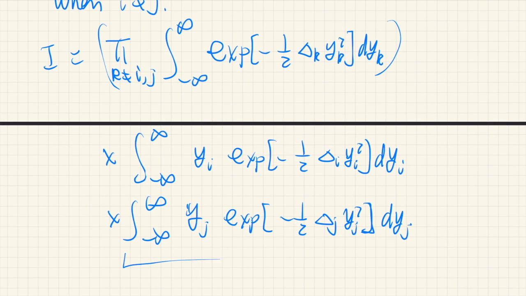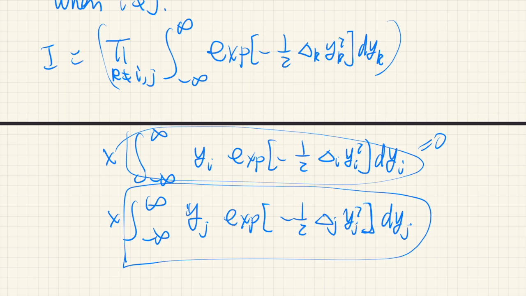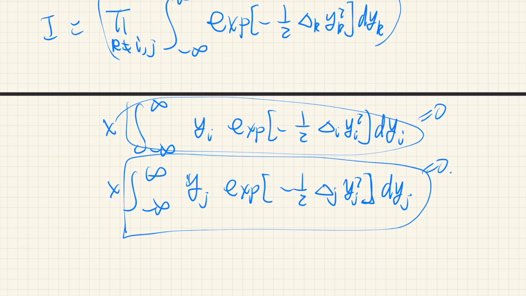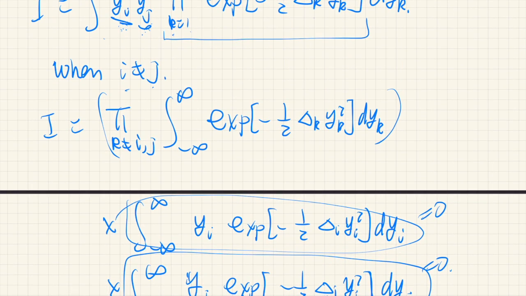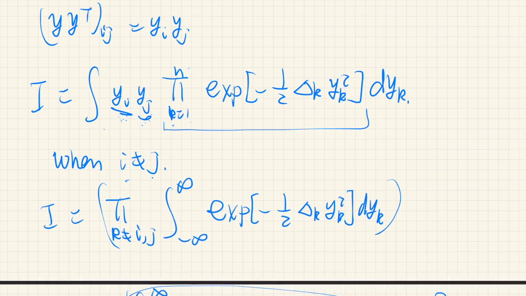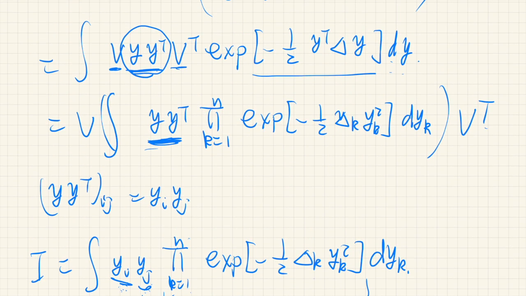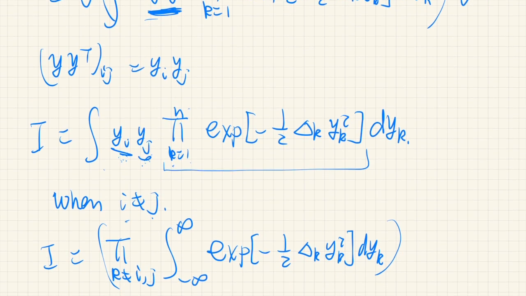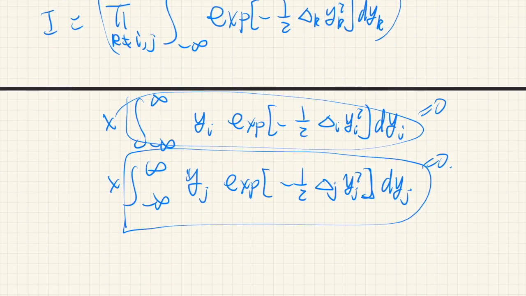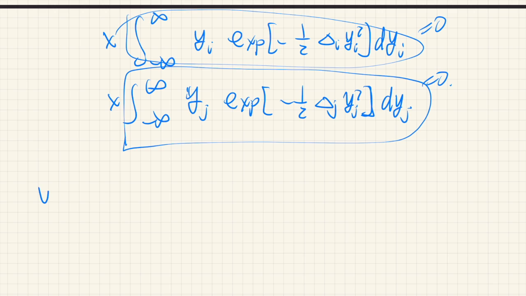But we know that this integral and this integral are both 0, because of the symmetry. So when i is not equal to j, in other words, for the off-diagonal elements of this matrix, they are all 0.